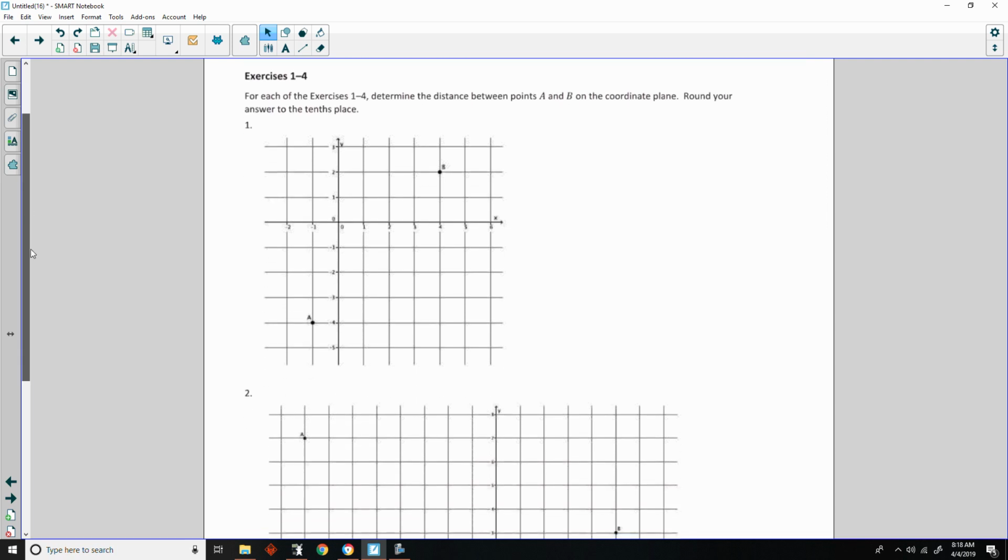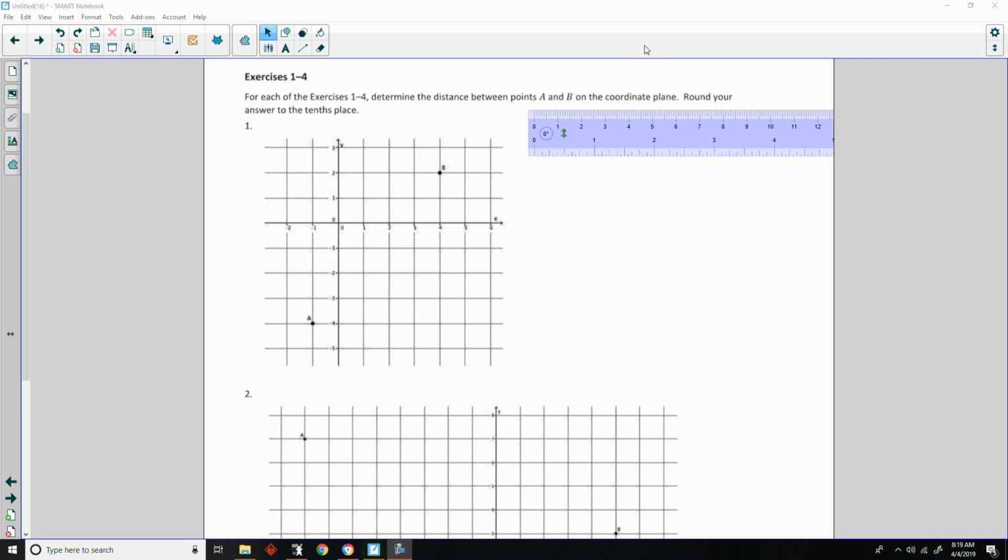Okay, now it's exercises 1 through 4. It says for each of the exercises, determine the distance between points A and B, round your answer to the 10th place. So now it's your turn to try this process. Pause the video, see how you do, and then come back. Okay, so here goes.